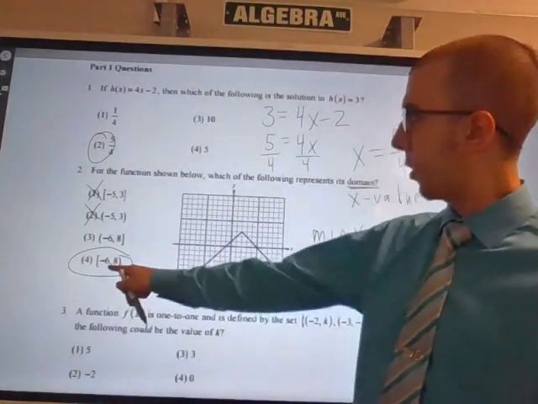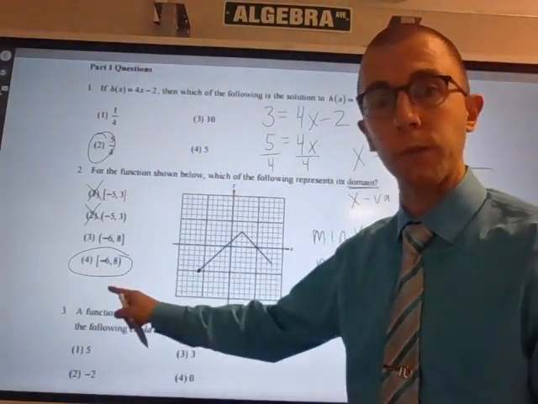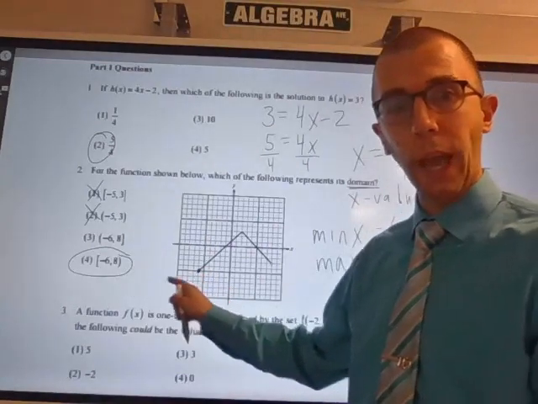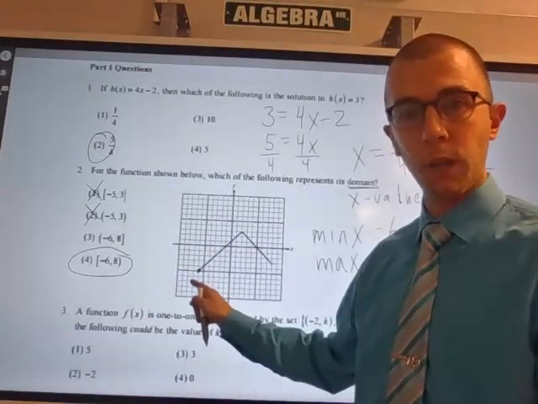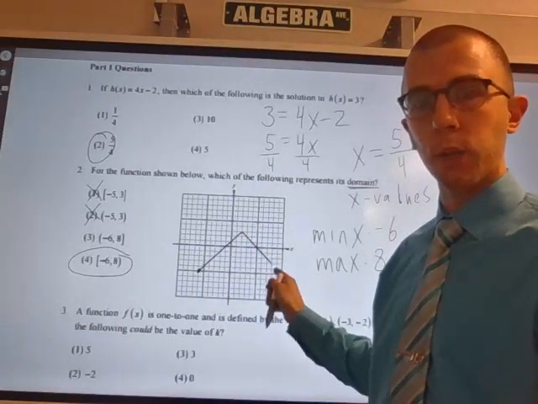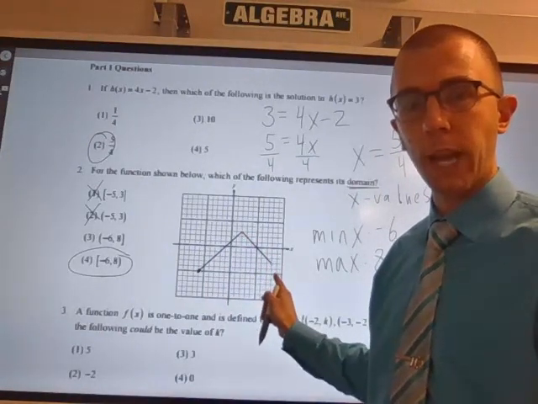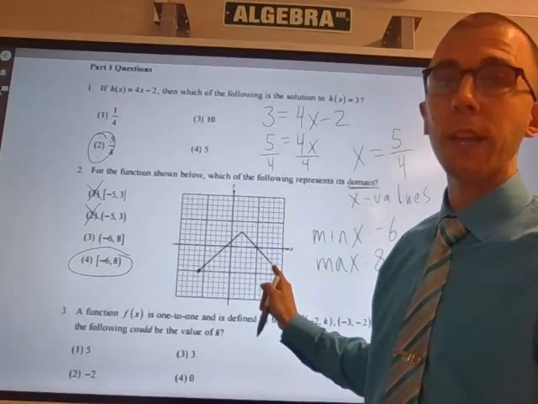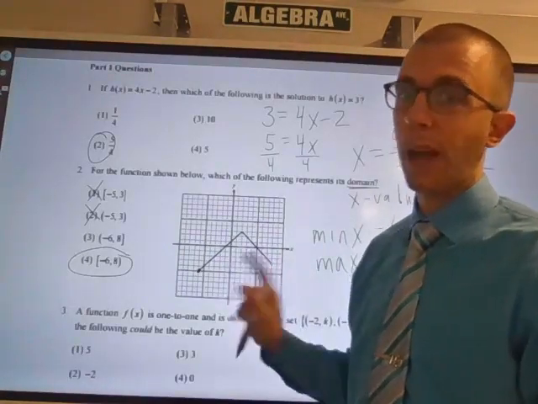This means the domain is all the x values, starting at -6 and including -6, all the way through to 8, but not including 8. That x value is sadly not included. Not this time around.